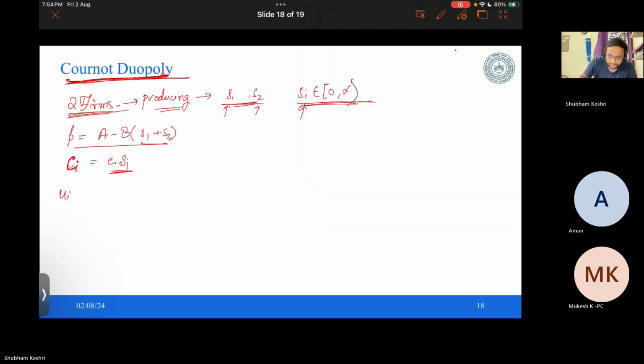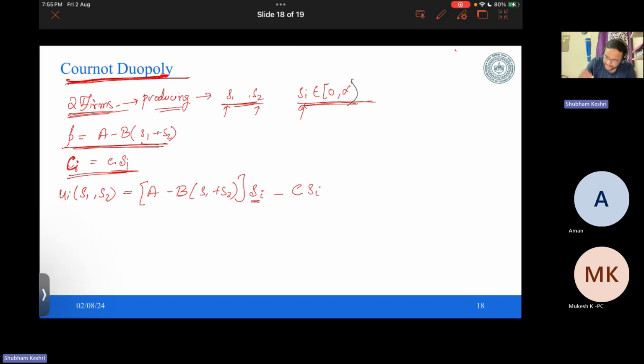So Ui is dependent upon S1 and S2 because this P is dependent upon S1 and S2. This profit is given by revenue minus the cost. The revenue will be A minus B times (S1 plus S2), the per unit price, times the quantity he is producing, minus cost. So this is Si. Is this clear? Yes. So this will become (A minus C minus B times (S1 plus S2)) times Si. Here I have just written capital C, don't be confused.